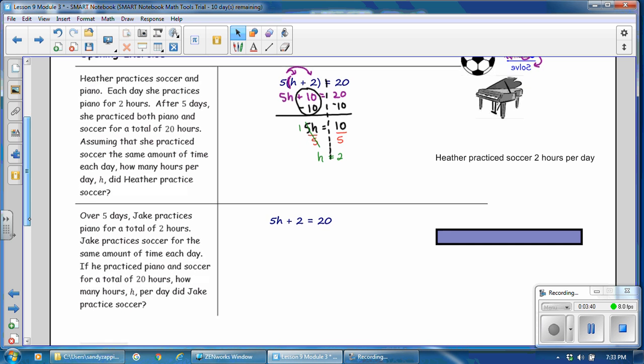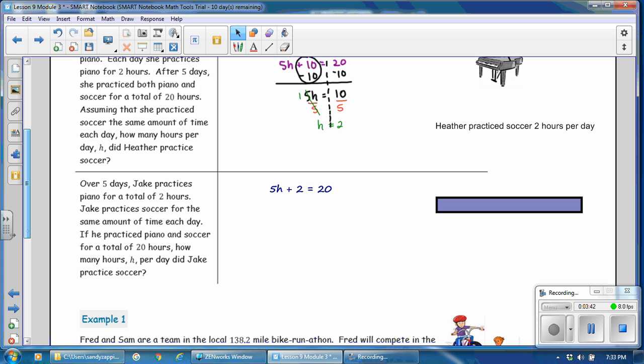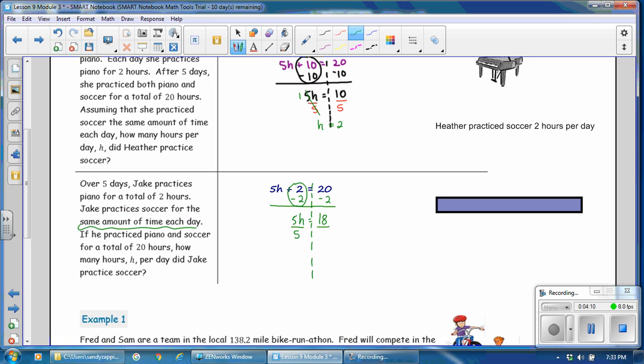Now solving Jake's equation. He practiced 2 hours of piano over the whole week. So let's take away his piano hours. And this equals a 0 pair. 5h plus 0 is 5h. And he is left with 18 hours of soccer. Then we split that 18 hours evenly between the 5 days because it says he practiced the same amount of time each day. So we divide by 5.